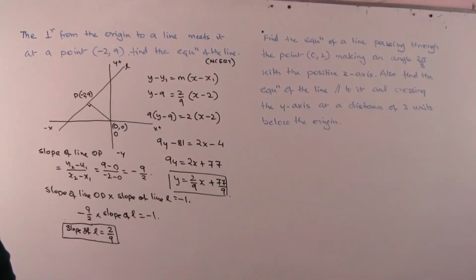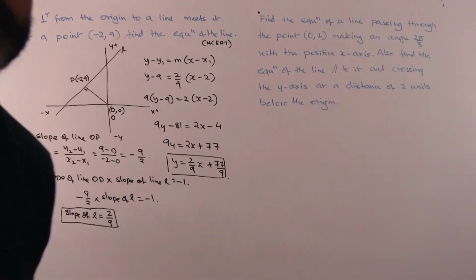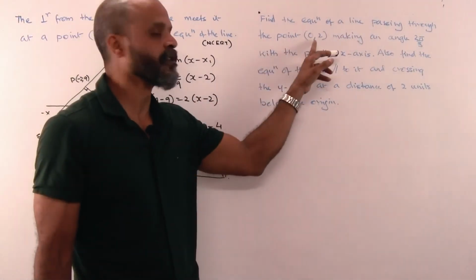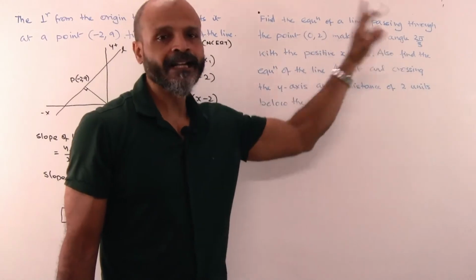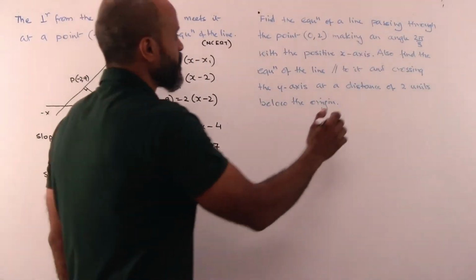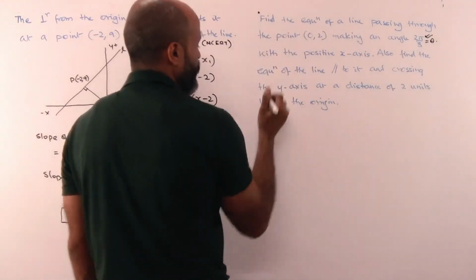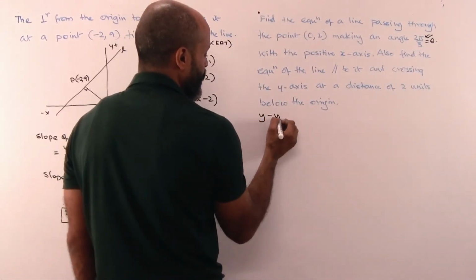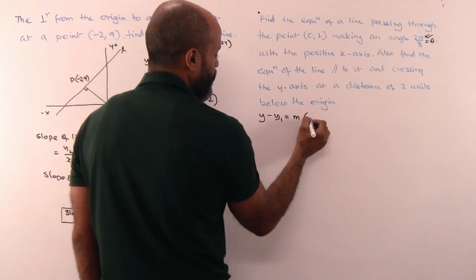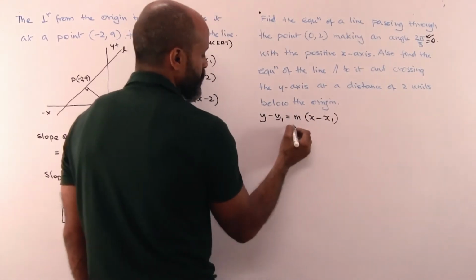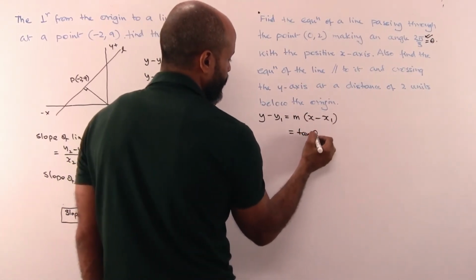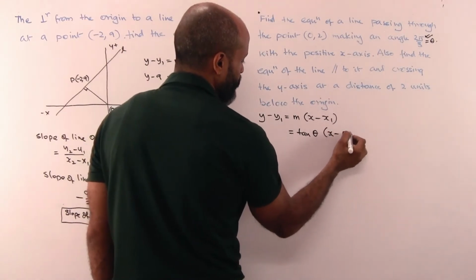Or let me just make a little adjustment here. Okay, so find the equation of the line passing through the point (0, 2), making an angle 2π/3, obviously with the positive x direction, so this will be our theta. So we can say y minus y1 is equal to m into x minus x1. So m is what? Tan theta into x minus x1.